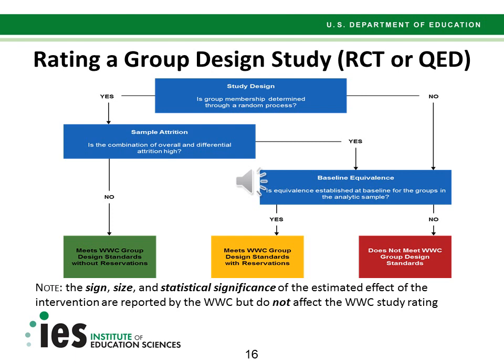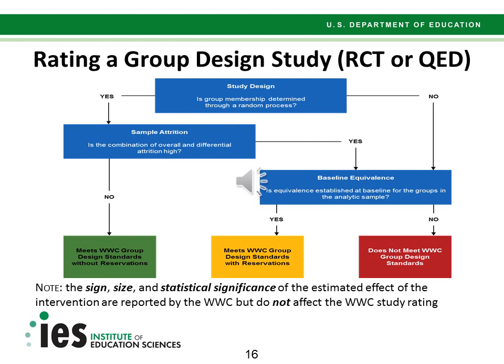If the study is an RCT with high rates of overall or differential sample attrition, or is a QED study, then it needs to establish equivalence at baseline of the intervention group and the comparison group for the sample used in the analysis of impacts. If that equivalence is established for key baseline characteristics specified in the study review protocol, then the study can meet WWC group design standards with reservations. If the study does not demonstrate baseline equivalence, then it receives the rating does not meet WWC group design standards.